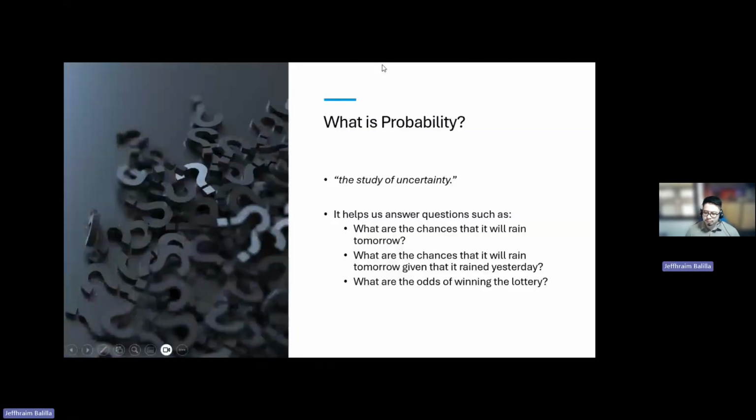So again, probability is basically a study of uncertainty. We just try to make sense of the things around us. We want to understand how we can predict or measure that something will happen, the odds of that something happening.